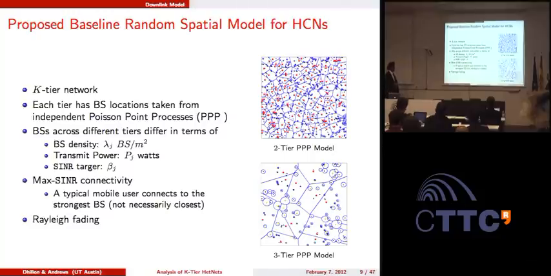Just note down these 3 parameters. These are going to be important. So density is always going to be represented by lambda, transmit power by P, and target by beta. And then we have this max SINR connectivity model. This is to associate users with the base stations. So we assume a typical mobile user connects to the strongest base station, which of course is not necessarily the closest one because of fading. So we have max SINR connectivity here. And as for fading, we assume Rayleigh fading. We have already had a long discussion on propagation, so I won't explain what it is.